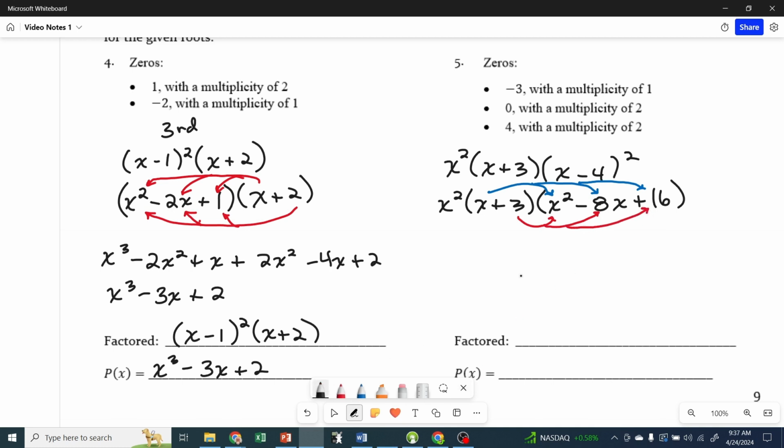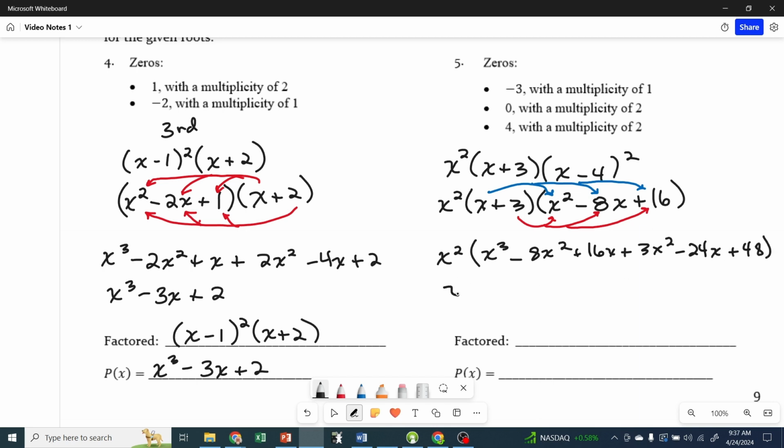Okay. So I'm going to have x squared times x squared is x cubed. x times negative 8x is negative 8x squared plus 16x. And then plus 3x squared minus 24x plus 48. 3 times 16 is 48.